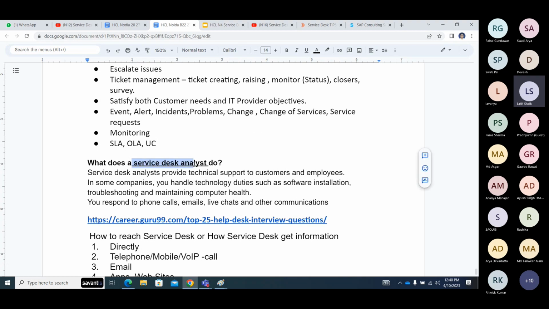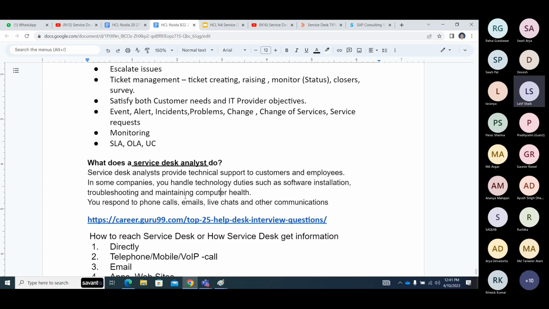What does a service desk analyst do? A service desk analyst provides technical support to the customers and employees. Okay, so it is just one type of definition, guys. A service desk analyst has so many places with different kinds of work. Theoretically it is the same kind of work, but technically different. Say I'm a service desk analyst and I do desktop related work.